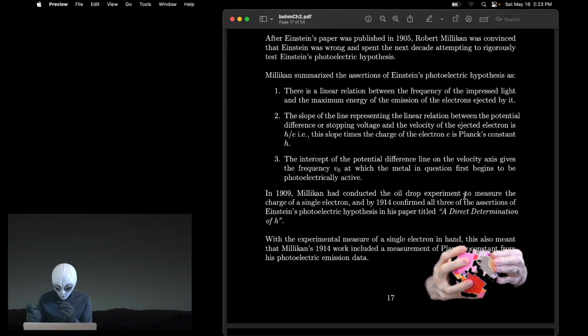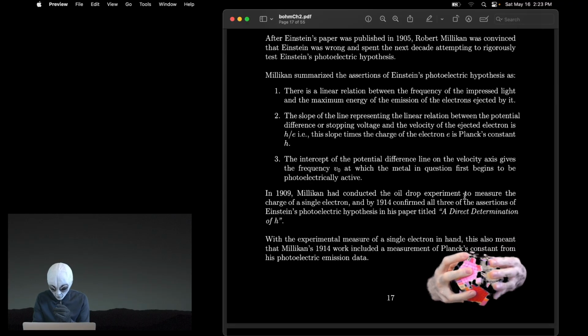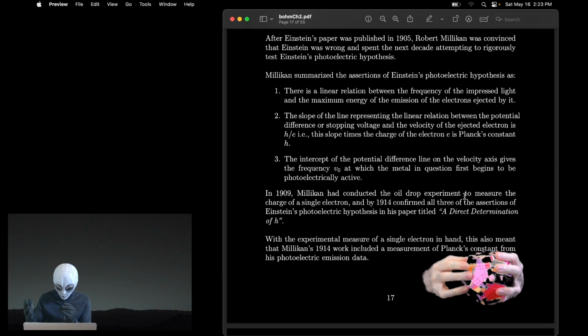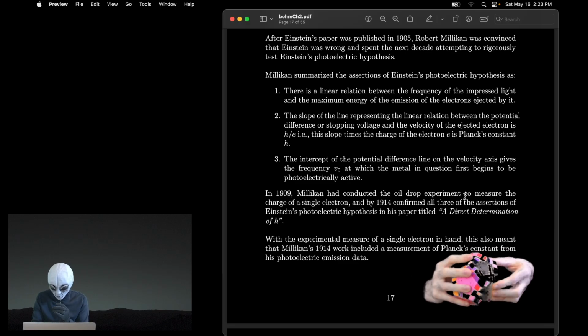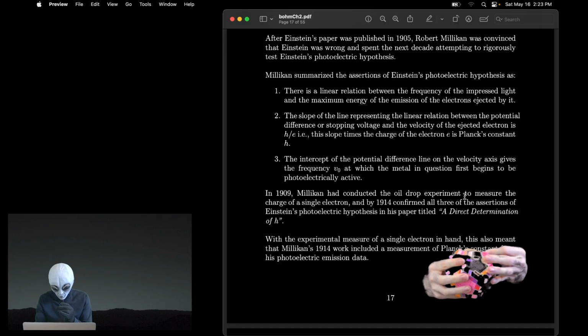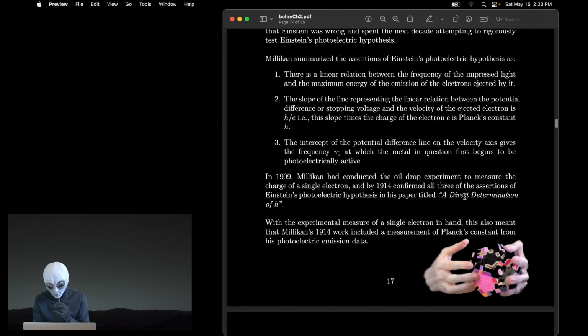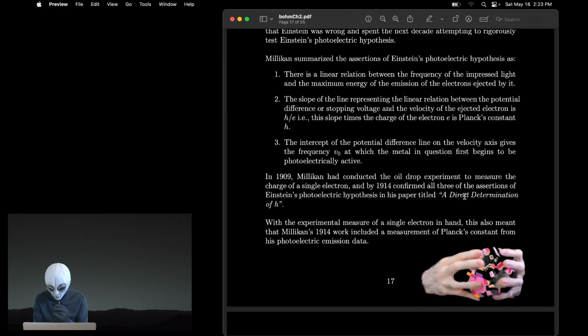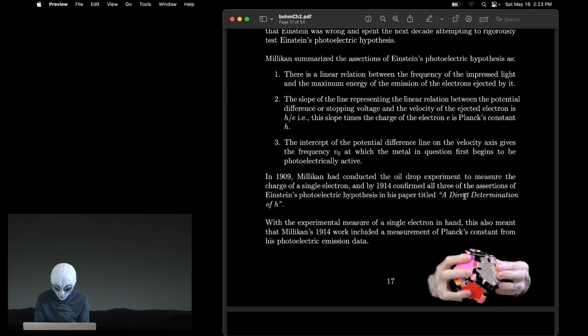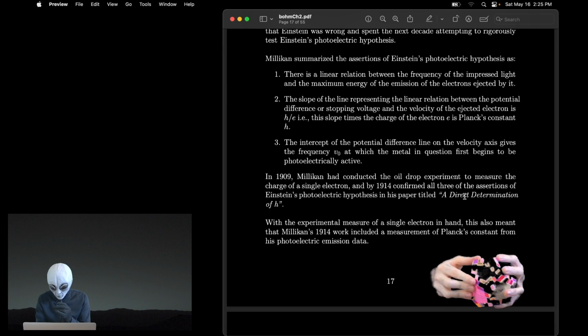2. The slope of the line representing the linear relation between the potential difference, or stopping voltage, and the velocity of the ejected electron is h over e, that is, this slope times the charge of the electron, lowercase e, is Planck's constant, lowercase h. 3. The intercept of the potential difference line on the velocity axis gives the frequency, lowercase v naught, at which the metal in question first begins to be photoelectric reactive.